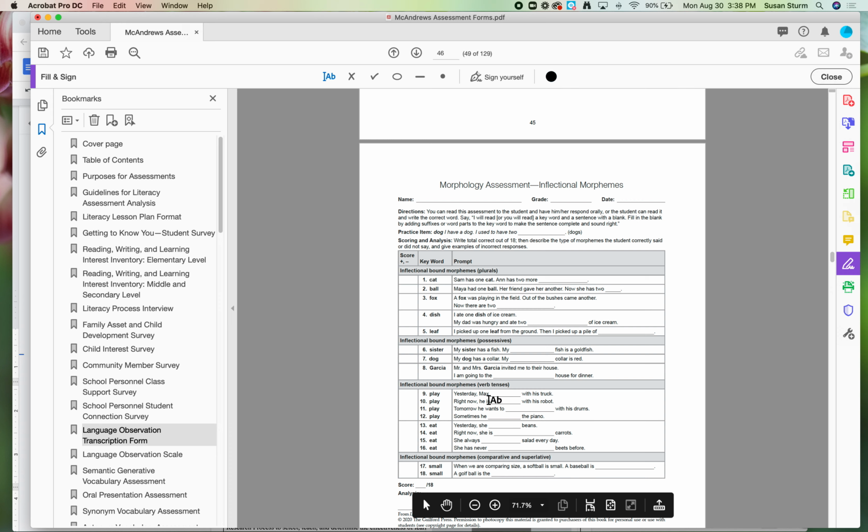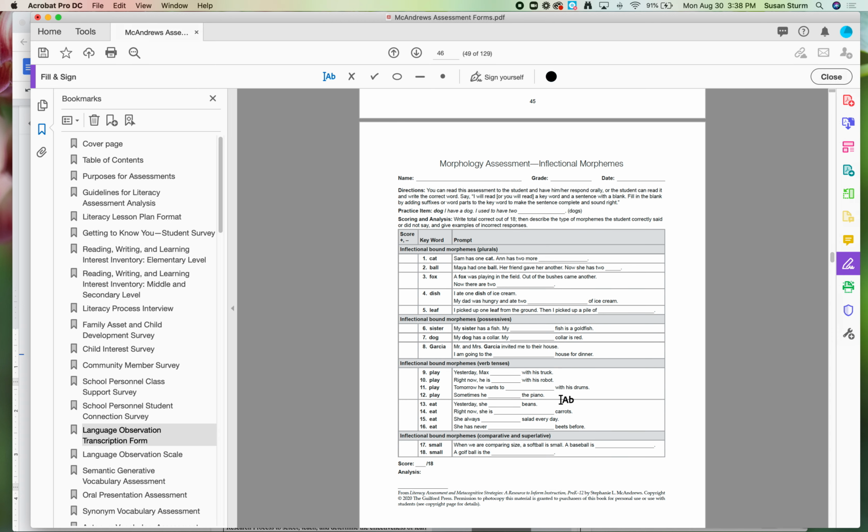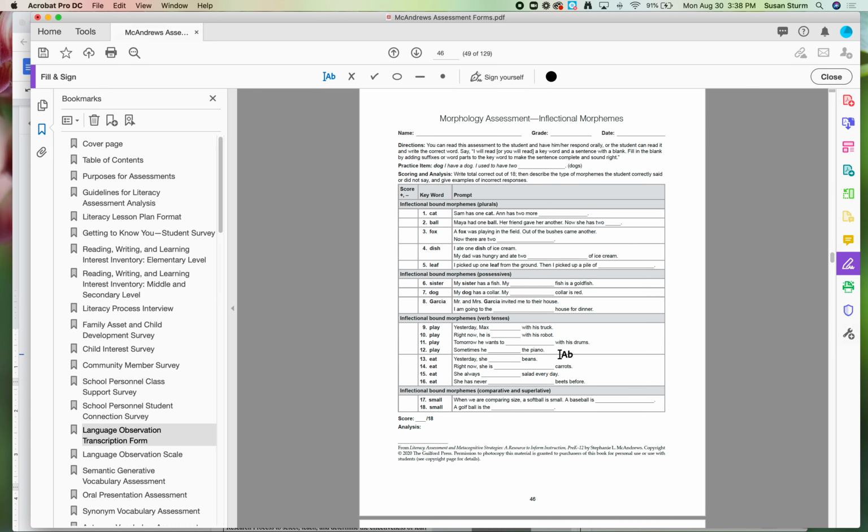Verb tense. Yesterday, Max play with his truck. In AAVE, they would simply say Max play with his truck. So this is a DEI alert. That yellow slide should be flashing in your mind. I do not recommend this one if you're working with a student who speaks AAVE.